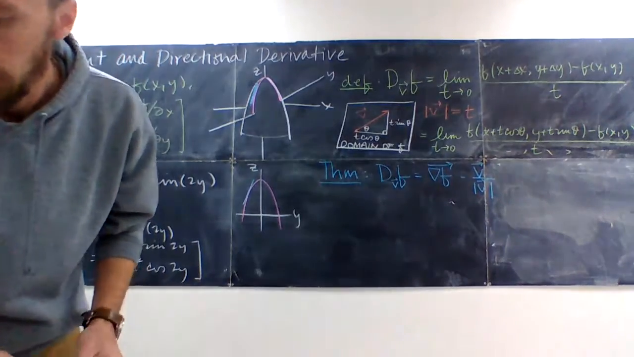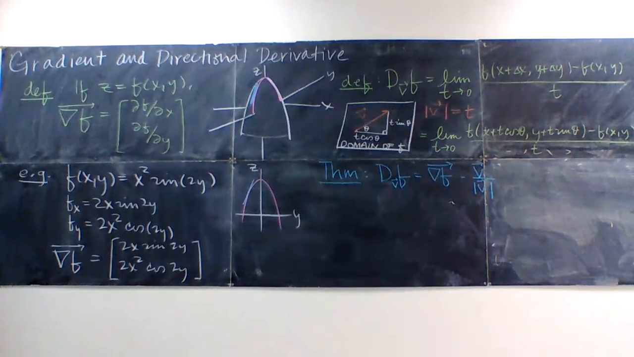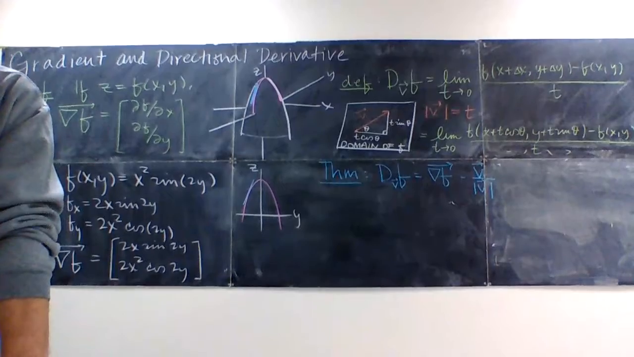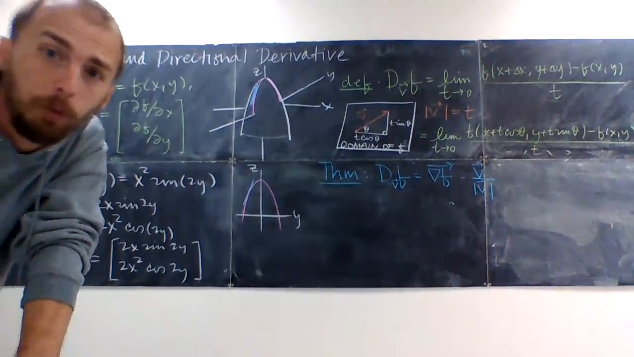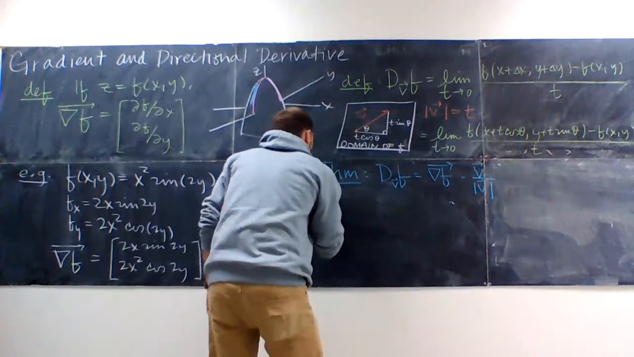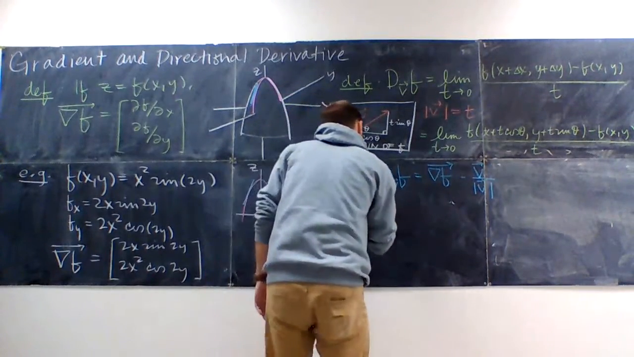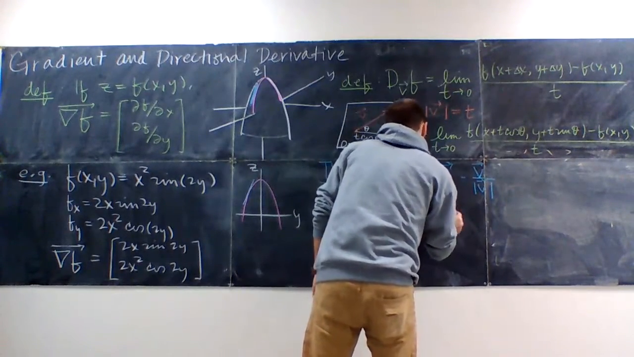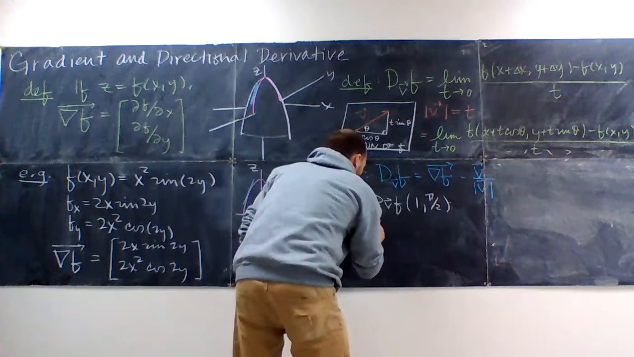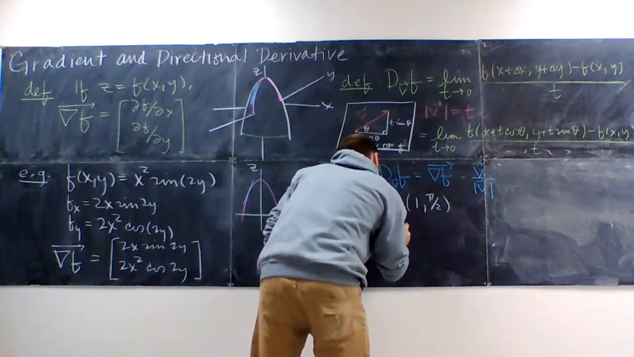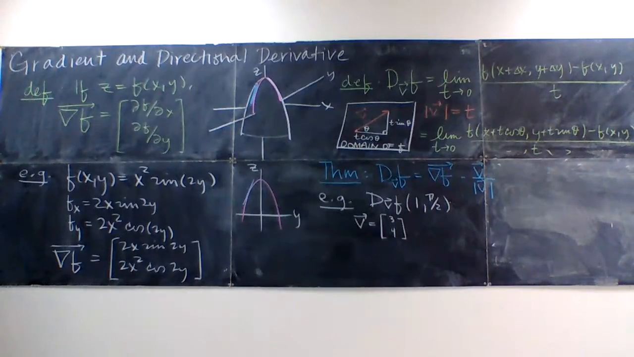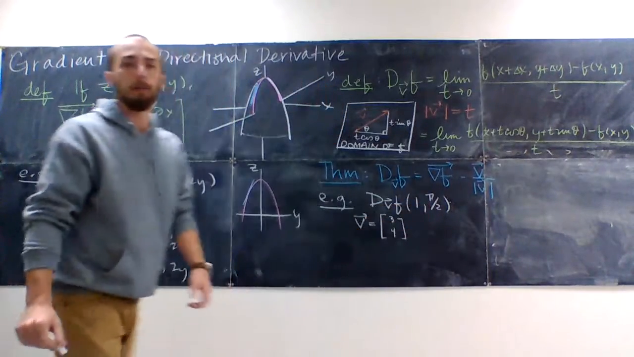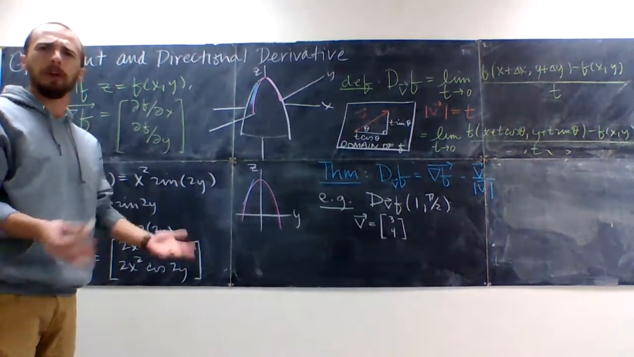So I'll work an example. I'm going to work off the same function over here. f of x and y is x squared sine of 2y. I will be interested in finding the directional derivative at the point where x is 1 and y is pi over 2, in the direction of vector 3, 4. So I'll write all that down. All right, so I'm going to need two ingredients. I'm going to need the gradient vector at that particular point, and I'm going to need the unit vector in the direction of v. I think I'll do that first because it's going to be easy.